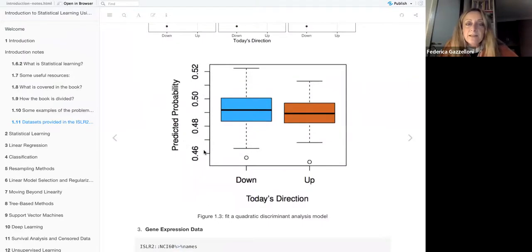And then finally, I didn't make these ones because they are forward within the book. So this is predicted probability versus today's direction. So the market will go down or up, with this median value, and with this variation.